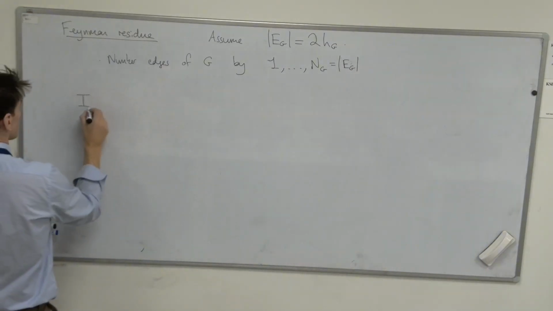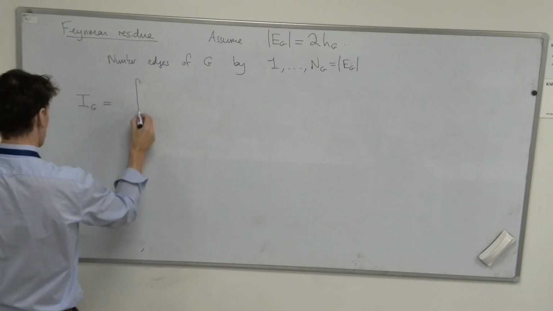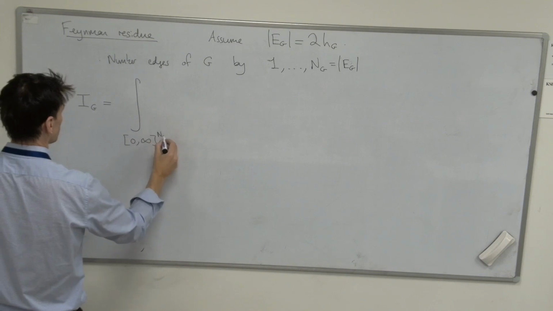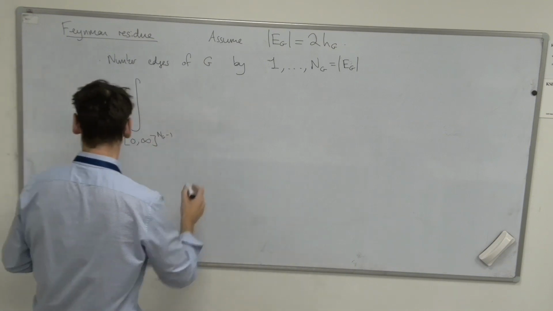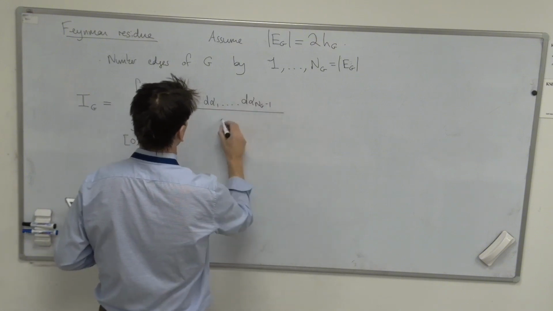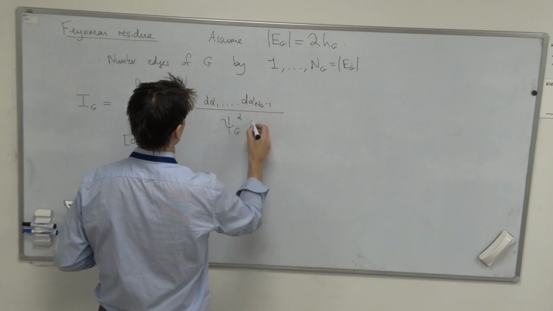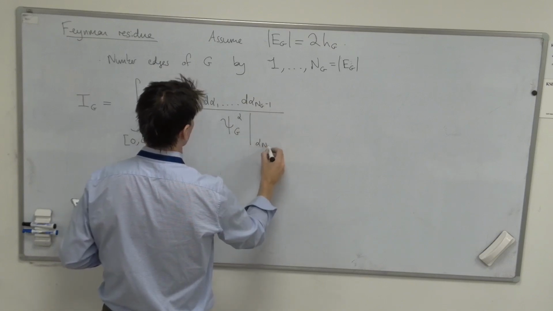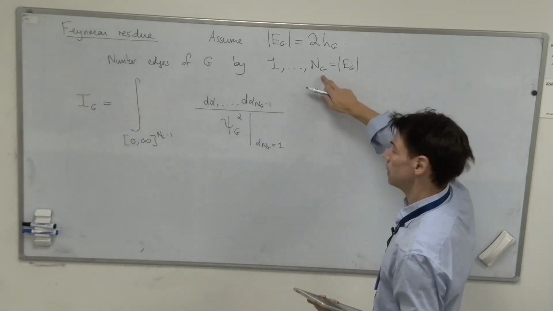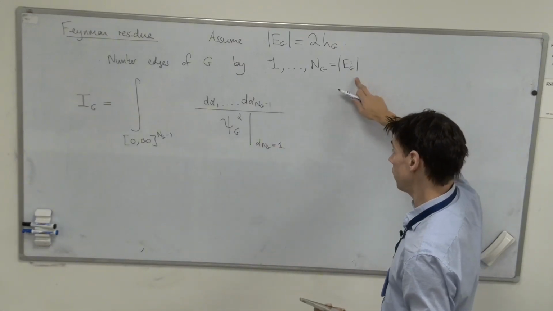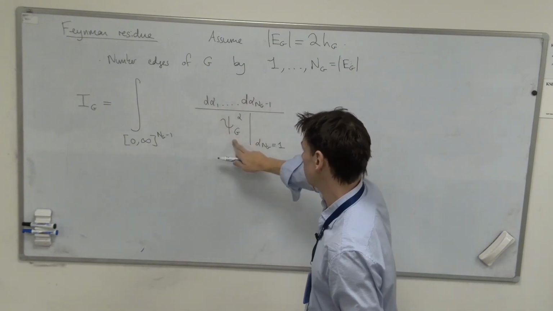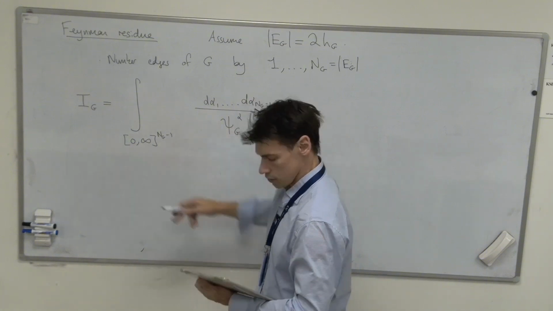And so the Feynman residue is the integral over a hypercube of d alpha 1 up to d alpha N_G minus 1 over psi G squared, in which I set alpha N_G equal to 1. So what you do is you pick one edge, in this case the edge with the largest number, and you just set it to 1, and then you integrate 1 over psi squared, where all the alphas go from 0 to infinity.